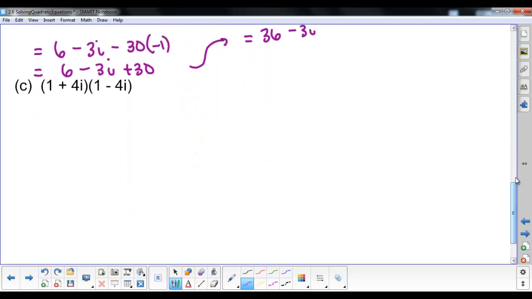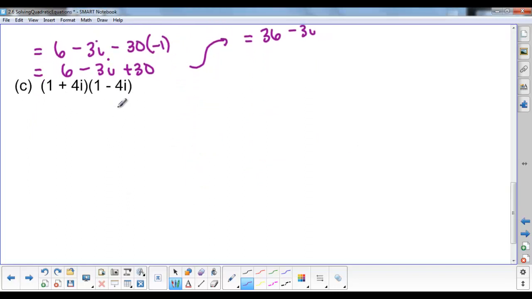Okay, and one last example. What we're doing here is multiplying something called conjugates. Now, a conjugate is a binomial. So, for example, 1 plus 4i, and in another bracket, you have pretty much the exact same binomial, but the opposite sign. So let's see what happens when we multiply conjugates.